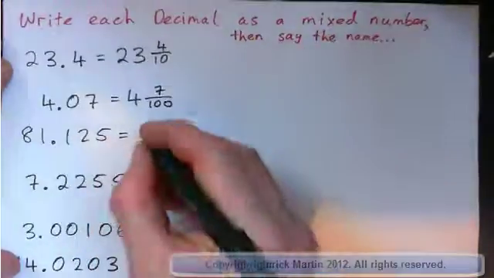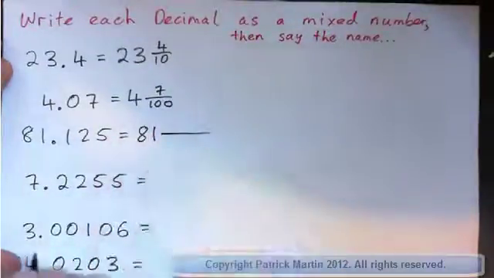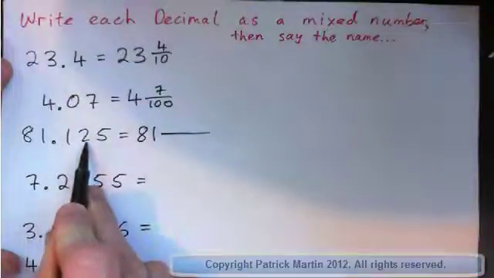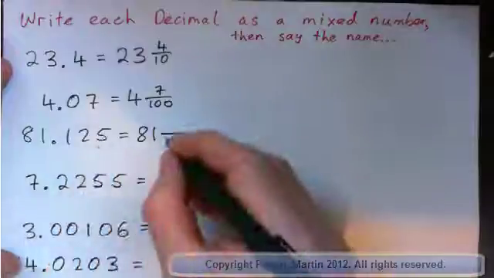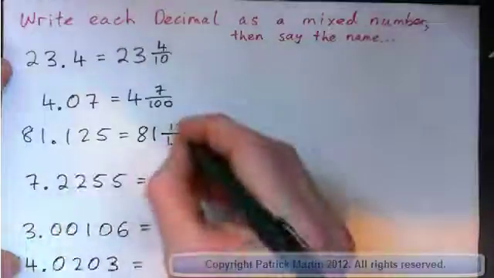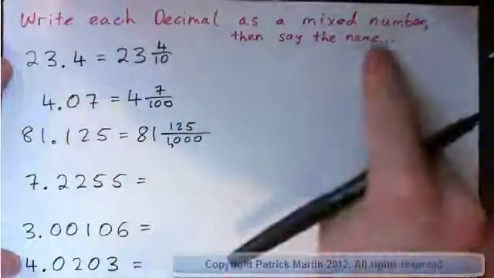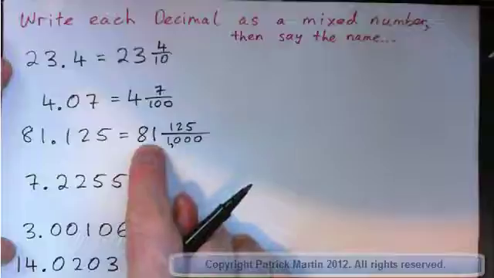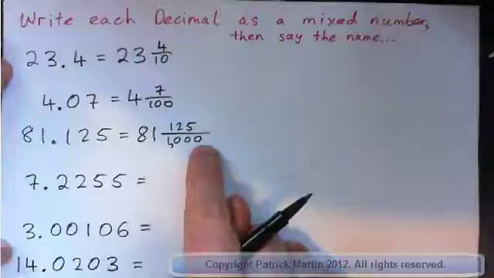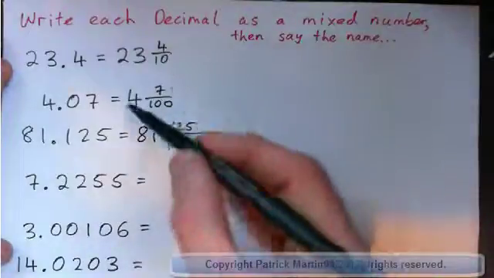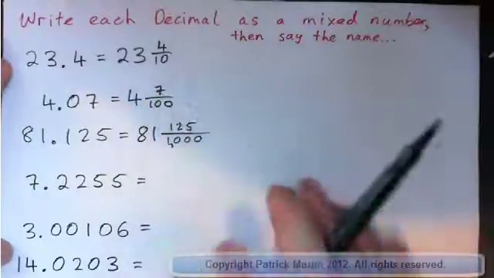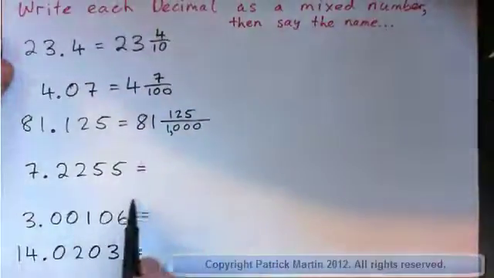Anyway, 81.125 is 81, and what have we got? We've got tenths, hundredths. What comes after hundredths? Thousandths. Yep. And how many thousandths? 125. So we've got to say the name. It is 81 and 125 thousandths. Okay. What's the name of this one? 4 and 7 hundredths, right? Okay, write this one and then say the name.